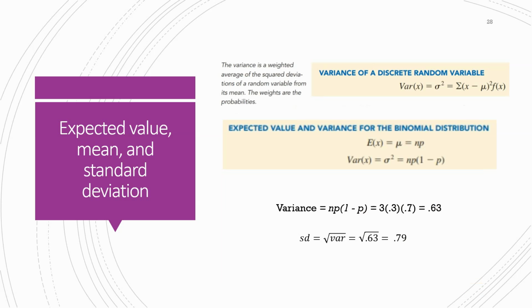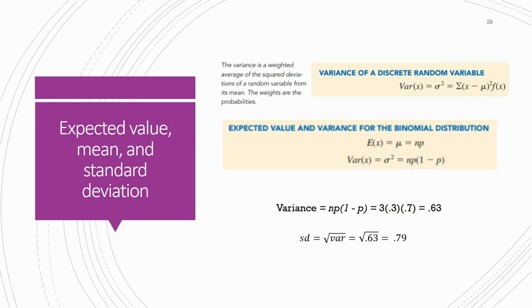And then the variance and the standard deviation. The standard deviation is just the square root of the variance. So how do we calculate the variance? The equation's right here. I'm not going to go through the proof with you, but again, it's a similar principle. We have np times 1 minus p. So n is 3, p is 0.3, and 1 minus p is 0.7, so we get 0.63. That's the variance. The standard deviation, therefore, is 0.79.